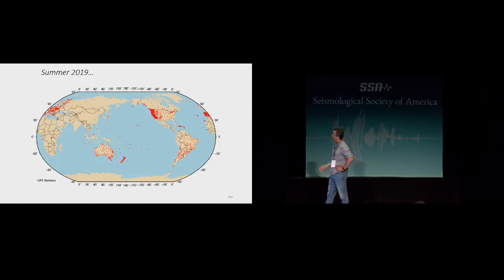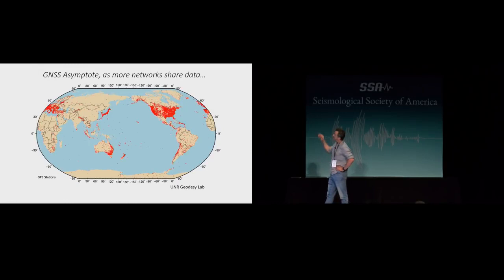And so by getting these data, so this is where we're aiming for this summer, is to actually ramp up all 2,800 stations that we have access to right now. And our software, we're pretty sure, is capable of doing that. And then this is the limit.